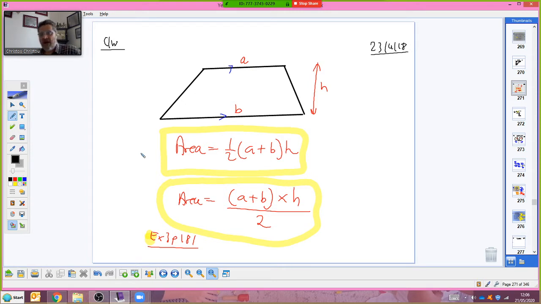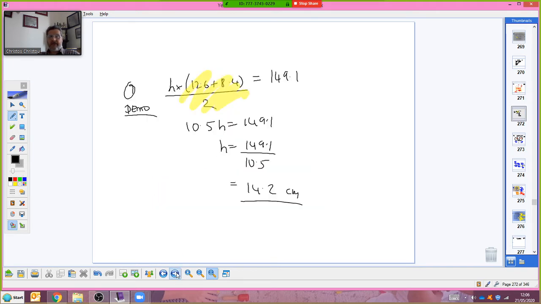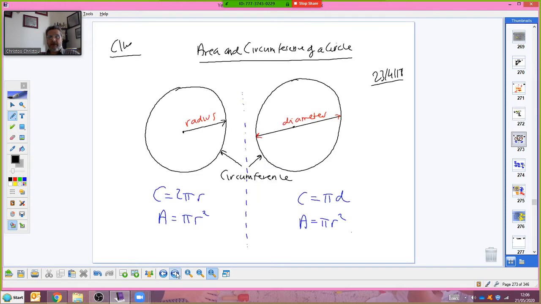Area of a trapezium is half AB times H, so the A and the B are the two parallel sides. That can easily be called B, that can be called A, doesn't matter. So the parallel sides are the A and the B, and the height is the height, not the slant. Slants don't work. I'll direct you to do some questions from exercise 3. That was a more tricky one. That's definitely in the book somewhere.